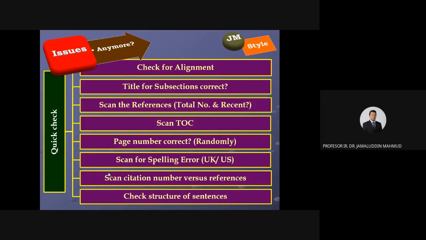And then we can also probe the titles of the subsections, especially chapter 2, because I strongly believe that during the DRP, the proposal's chapter 2 is about 80 or 90% completed. So we can look at the subsection titles. And then we can scan references, TOC, page numbers.